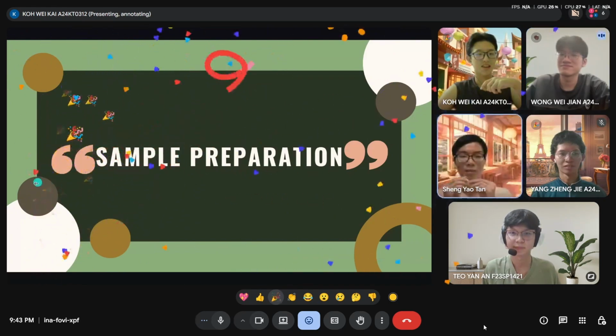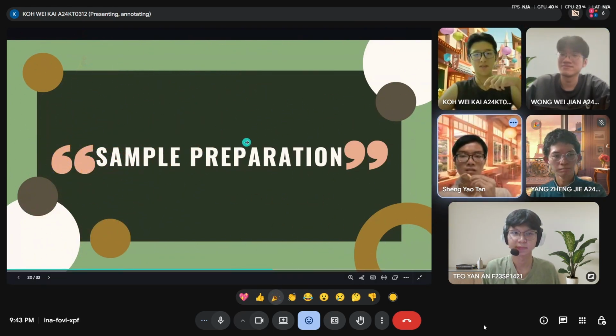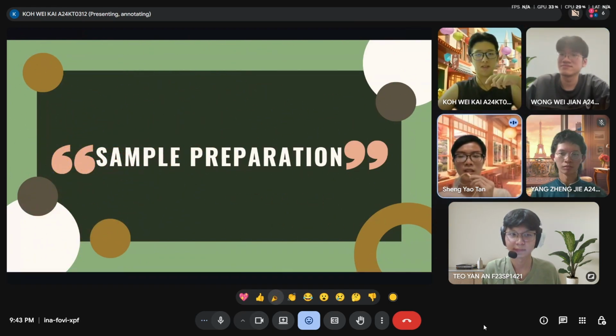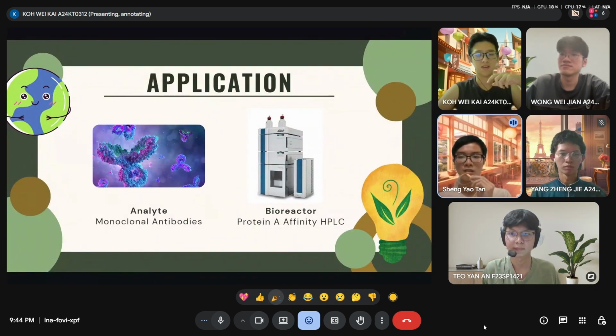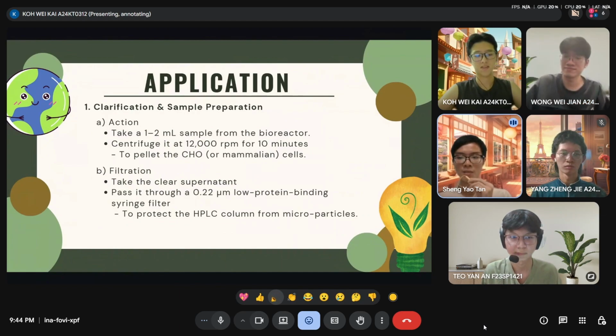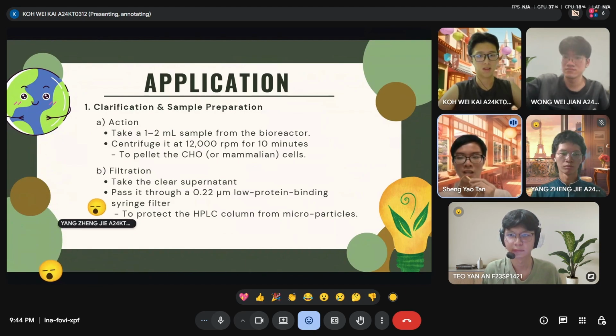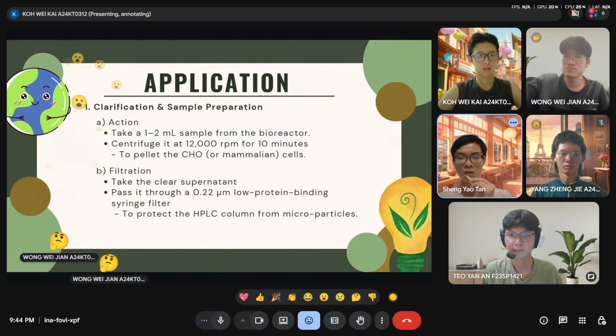Yes, sure. So I will talk about the sample preparation. The scenario we use is monoclonal antibodies in the bioreactor, using protein A affinity HPLC. We begin with step 1, clarification and sample preparation. To protect our HPLC system, we must remove all biomass from the bioreactor sample. We draw a 2 ml sample and centrifuge at 12,000 rpm for 10 minutes to pellet the CHO cells. Then we take the clear supernatant and pass it through a 0.22 micron low protein binding filter. This ensures no microparticles enter the column and prevents system clogging.